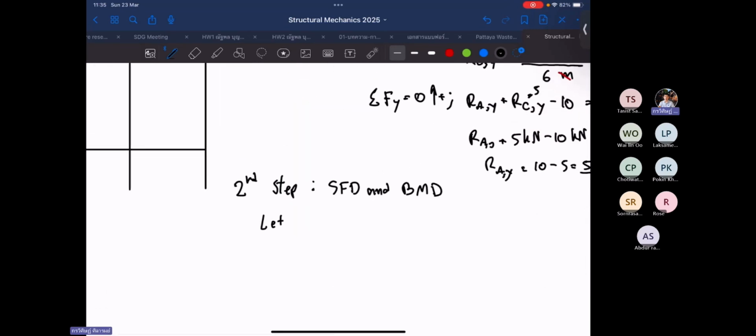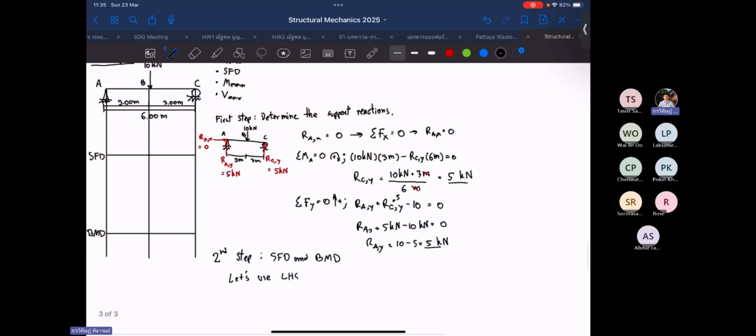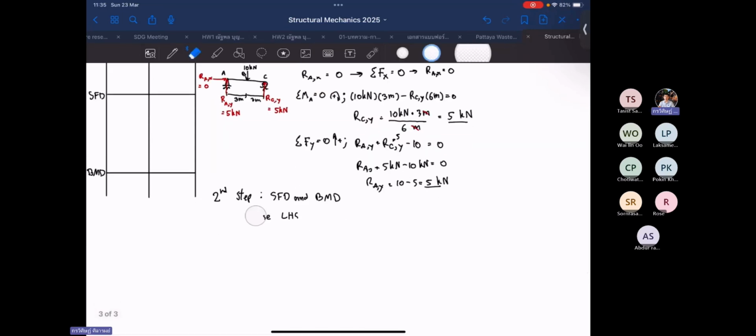Let's use LHS. But you can use right hand side. This one depends on you. But if I have time, I will show you both. I think for your education, it is better to do both ways.